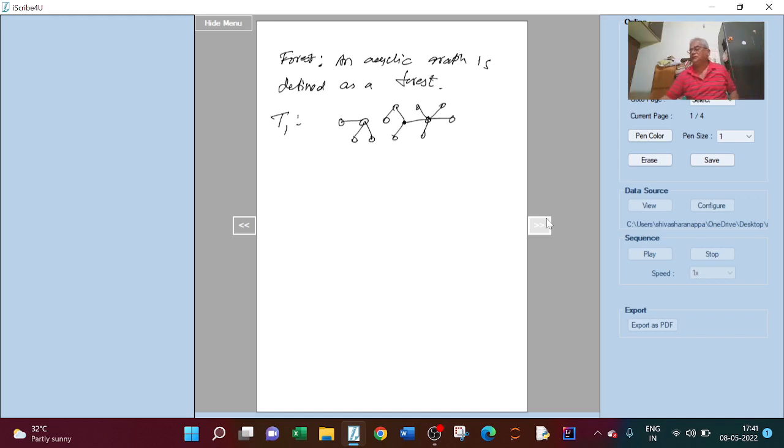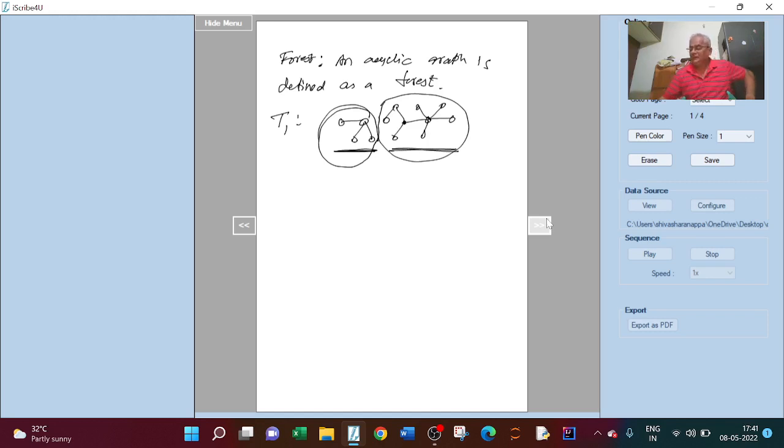This is the forest here. So here we have, this is one part, this is one part. And we say that this maximal connected graph is a component of this graph. So we have two components here. This is one component and this is another component. Therefore, we say that this is a forest. This is a disconnected graph having no cycles. Therefore, we say that it is a forest.